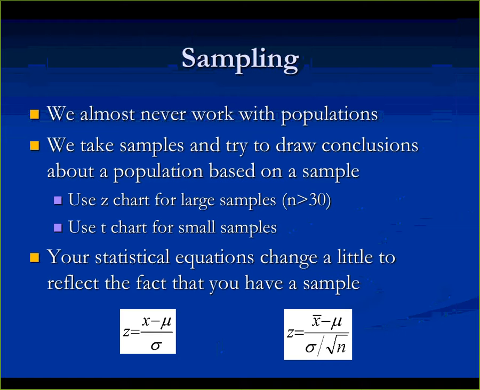If you've got 30 or fewer points in your data set, you're going to use a T chart for small samples. And also, when you sample, your statistical equation changes just a little bit to reflect the fact that you've got a sample. So if the Z equation we were just using for Z distribution with populations is Z equals X minus mu over sigma, when you're using samples, the equation will look exactly the same. It's just you've got an X bar to say that's your sample mean. And you actually add in a square root of n factor to account for the fact that you've got a sample with n data points in it.